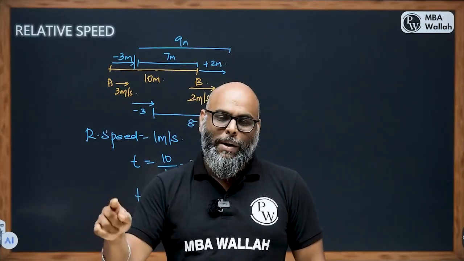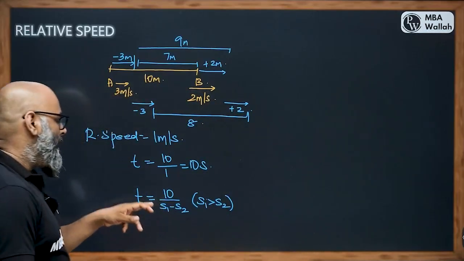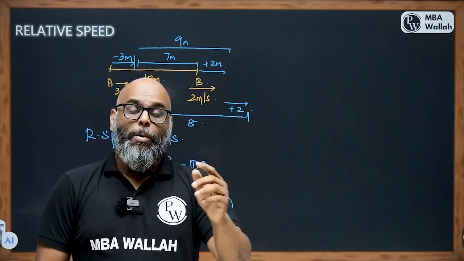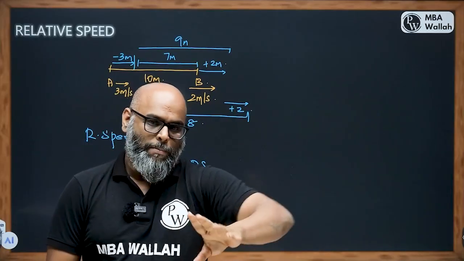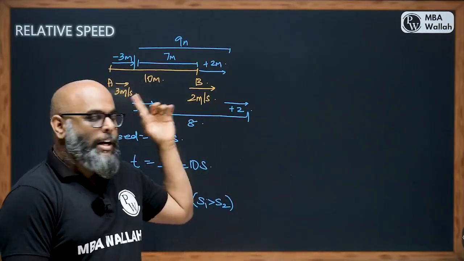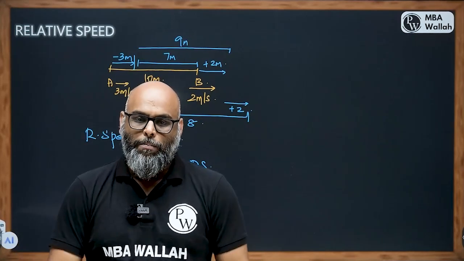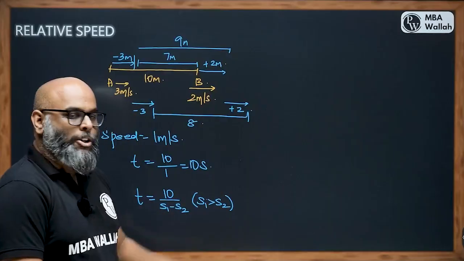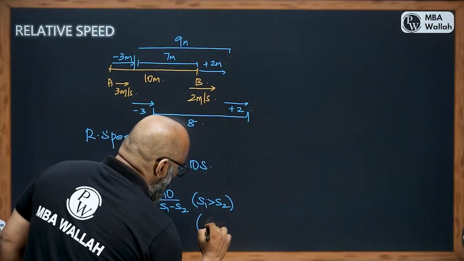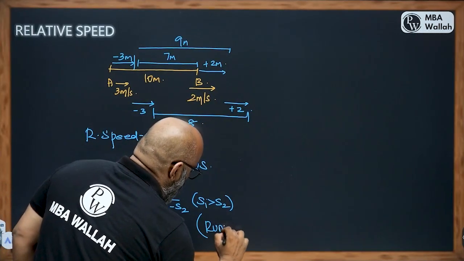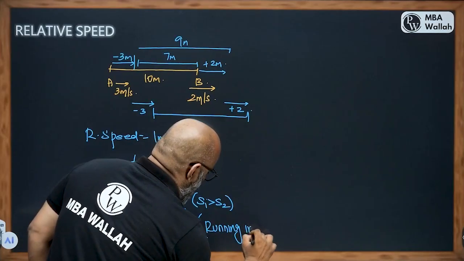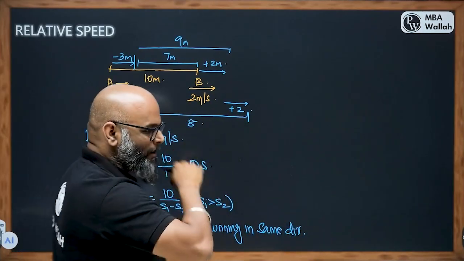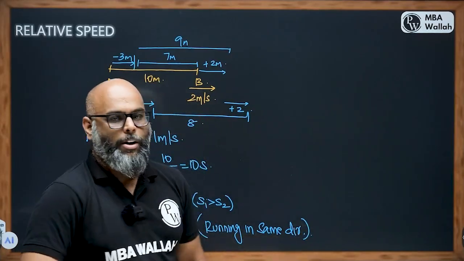So I'm going to say S1 minus S2. Very specifically S1 greater than S2. Who is S1? The one chasing, the one who's running behind is S1. If S2 is chasing S1, that can never be caught. A will never be caught, right? So that's the understanding, S1 minus S2, and this happens when running in the same direction, right? So this is going to be running in the same direction.